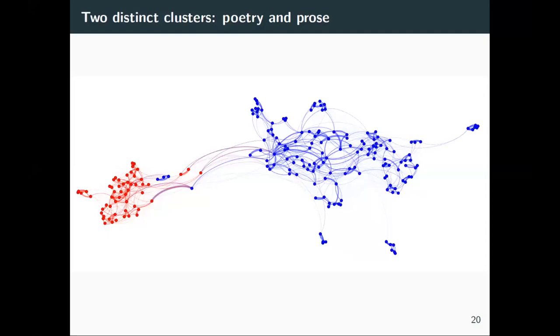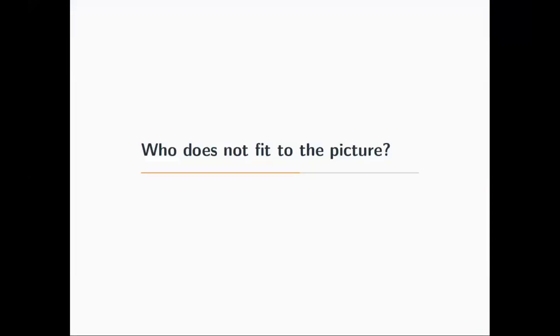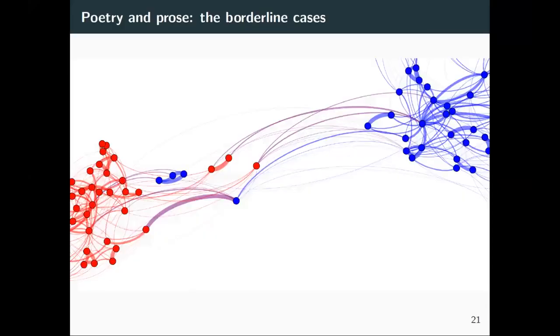But it becomes more and more interesting when we zoom in and look at those interesting exceptions on both sides, because rather than being totally disconnected, those two clusters for poetry and prose have something in common. So the good question is, who is at the edge? Who is sending the link from prose to poetry? And who is that guy here, right? So prose, but resembling poetry rather than typical prose. So who does not fit here? And this is the zoomed in approach. And here are the labels.